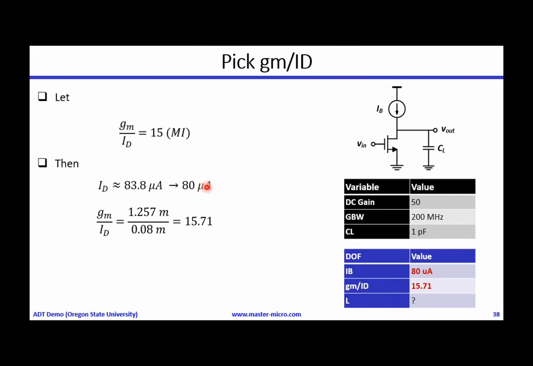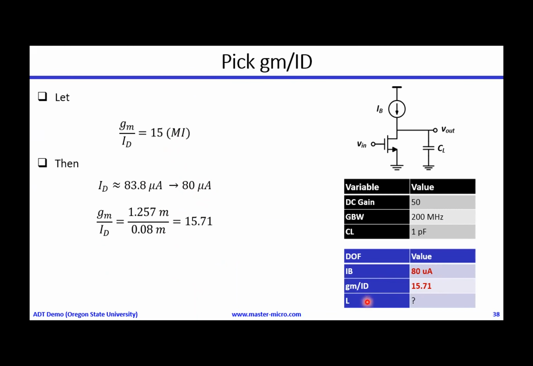So now I can calculate my current and select a nice number and readjust my GM over ID, and I'm done with these 2 degrees of freedom. So I'm left up with L. How to select the L? This is the first problem. And I also have to select the W.